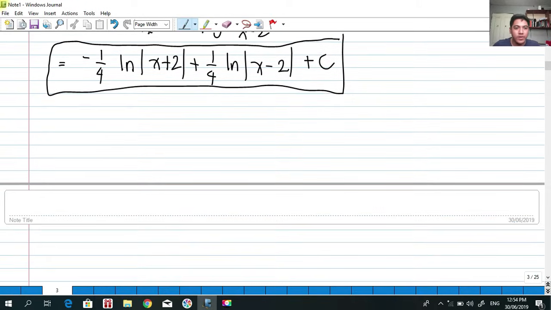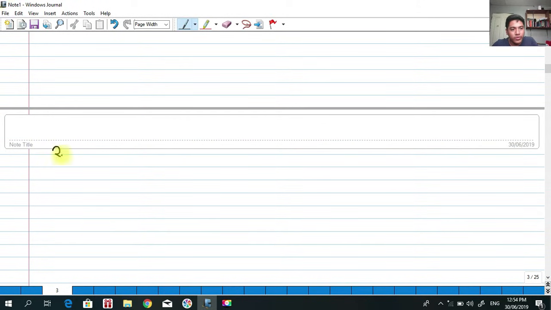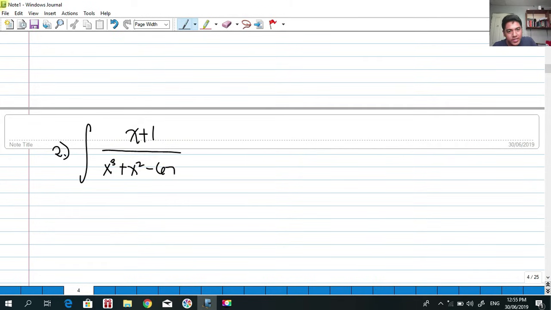Okay, so let's go now to number 2. Our number 2 question is, find the integral of x plus 1 over x cubed plus x squared minus 6x dx. The very first thing we're going to do here is to factor out the denominator. So what do we need to do here? x cubed plus x squared minus 6x is equal to, if we factor out x, x times x squared plus x minus 6.